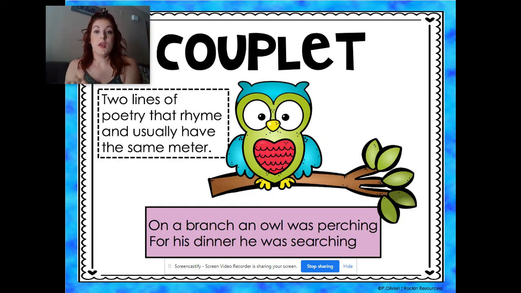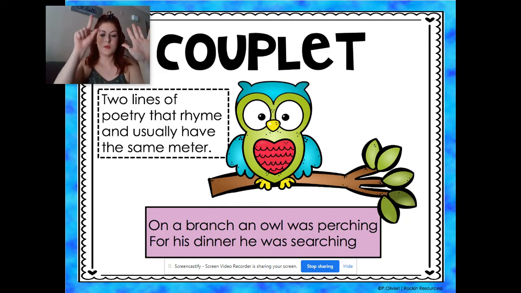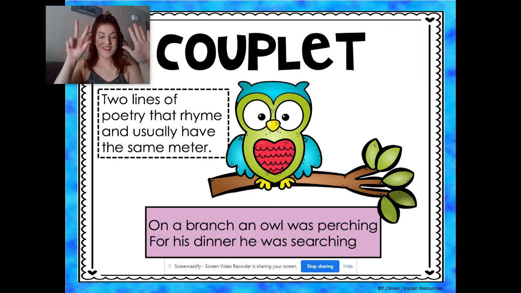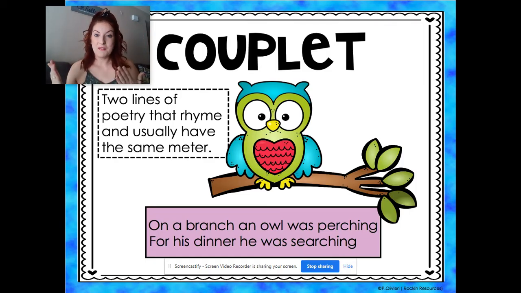Now, we need to think about having the same amount of syllables. In the notes on the screen, it says usually having the same meter. Meter is having that same beat and the same amount of syllables. So we're going to count out the syllables for each one. So here we go. On a branch, an owl was perching. We have 8. Okay, so keep that in your head as we go to the next one. For his dinner, he was searching. Also 8. It has the same amount of syllables in each line, and there are only 2 lines.